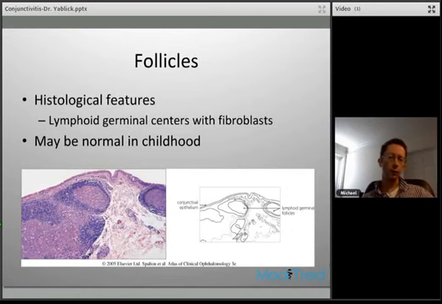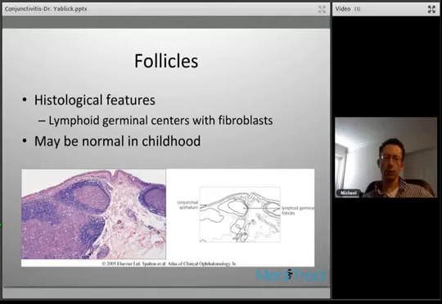Histologic features of follicles are shown below. Basically, they're lymphoid germinal centers, and they have fibroblasts in the center. So you can see here, this is your typical follicle with this peripheral rim of inflammatory cells and then fibroblasts centrally. Follicles actually can be normal in childhood, and so if you just see this on a patient with a routine exam and no complaints, just keep that in mind, especially if they're young.